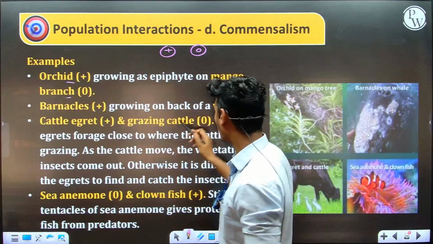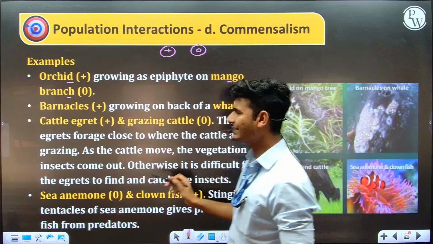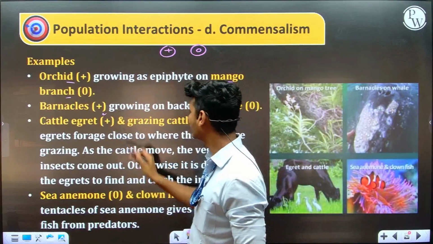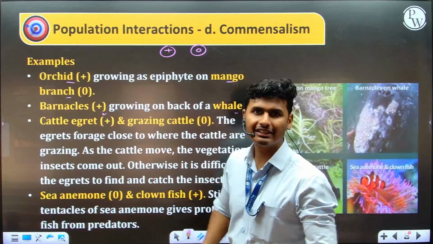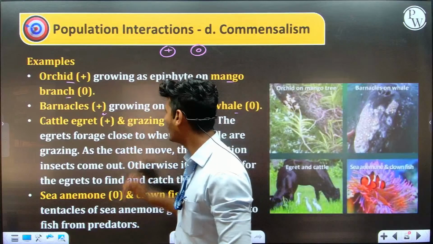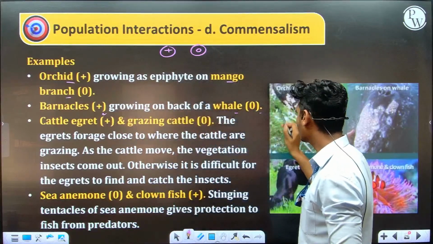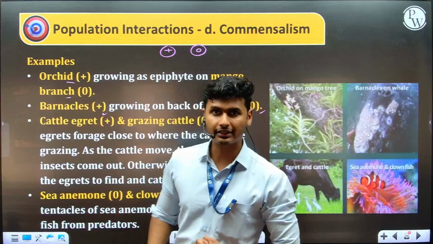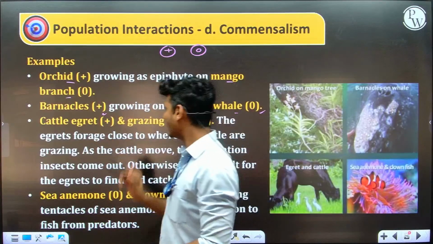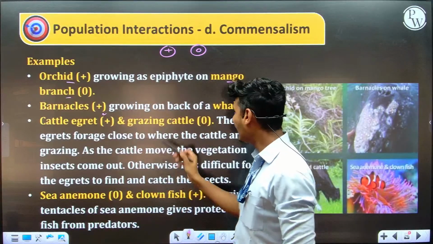Second, barnacles growing on the back of a whale. Barnacles get shelter, that is a plus. What is the whale getting? The whale is so large, it does not have any benefit from barnacles. That is neutral. The third example is very, very important to understand: cattle egrets and grazing cattle.